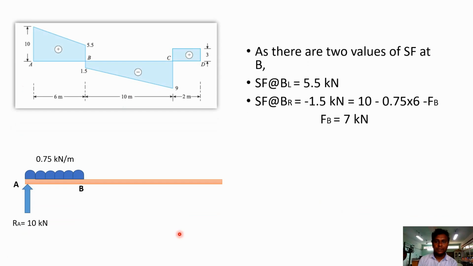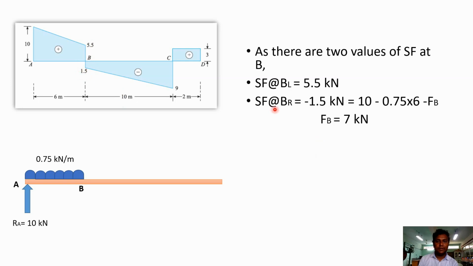Now let us move to the next part, that is from B to C. If you observe here at point B, there are once again two values of the shear force. One value is 5.5 kilonewton, which is the shear force at point B considering the left hand side of the section, and the second value is 1.5, which is the shear force at point B considering the right hand side of the section.